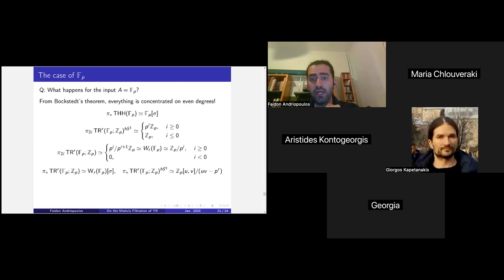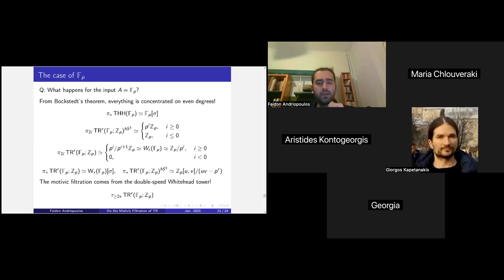One can also rewrite what happens in the case of the S1 invariance of TR, where the negative homotopy groups of this object do not vanish. So we have a polynomial ring in 2 generators. U stands in degree 2, V stands in degree -2. And the relation that they have together is that when we multiply them, they give us back p to the r.